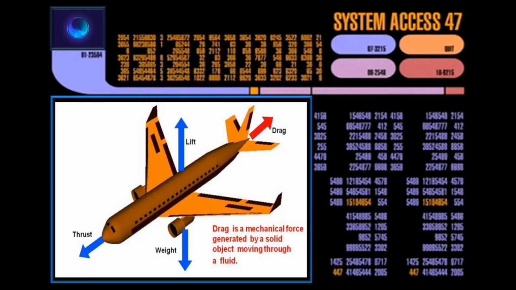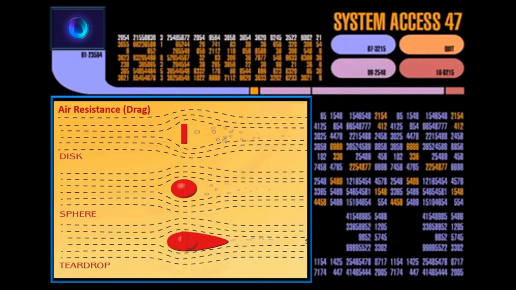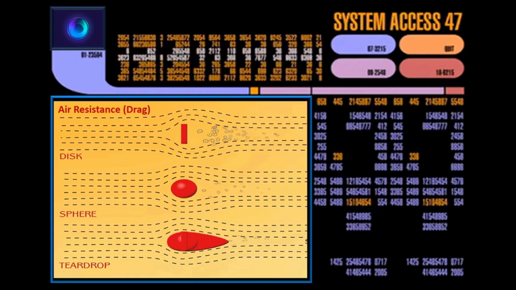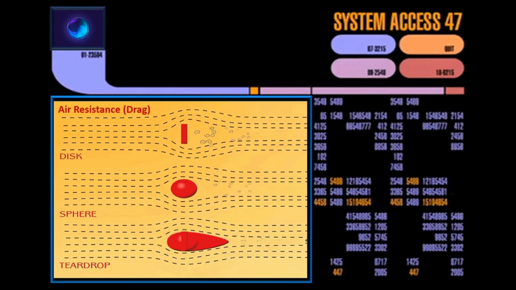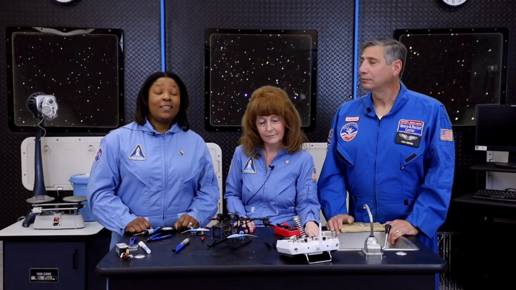The force acts in the opposite direction to an object moving through the air. It is where air particles hit the front of the object, slowing it down. The more surface area, the more air particles hit it, and the greater the resistance. Thank you, Aurora. That was very good.